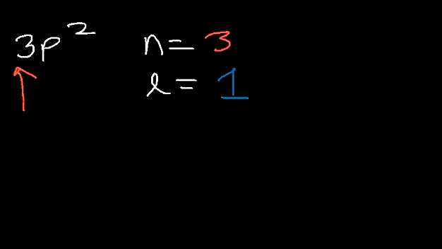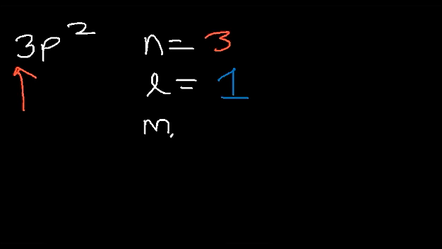So what is the value of N for this 3p2 electron? N is the number that you see outside. That's 3. Now what about L? Whenever you have the P sublevel, L is 1. For S, L is 0. For D, L is 2. But for F, L is 3.